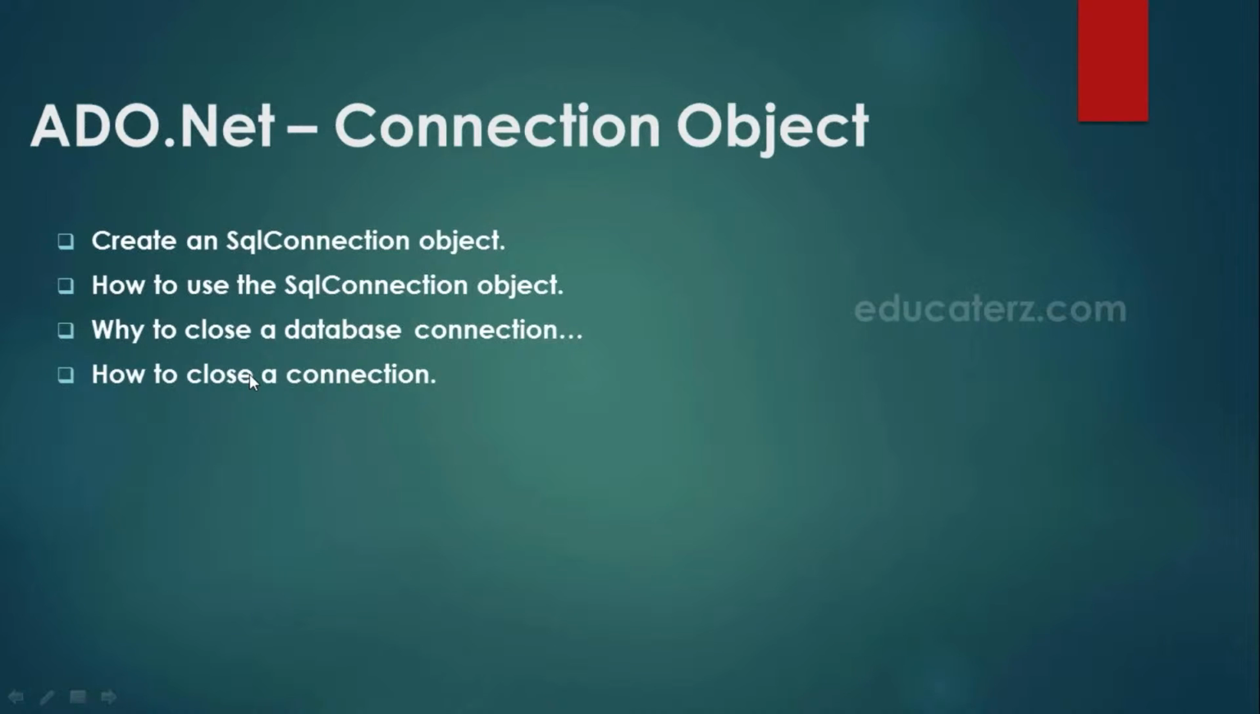The concepts that we discuss here are applicable to all the .NET data providers. The first thing we will have to do, whenever we are working with the database, is to create a connection object. There are two ways to create an instance of the SQL connection class. I'll show you how to create it.